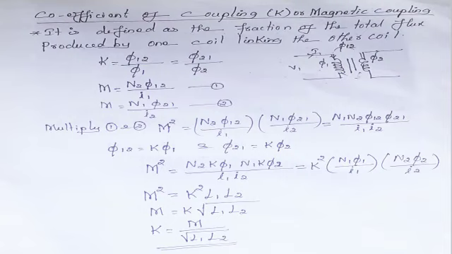Multiply the equations one and two. That is M square equal to N1 N2 phi 12 phi 21 by I1 I2. Here from the first equation, phi 12 equal to K into phi 1, phi 21 equal to K into phi 2. So M square equal to, substituting the values, K square into N1 phi 1 by I1, N2 phi 2 by I2. So M square equal to K square into L1 L2. From the equation, M equal to K root of L1 L2. From this calculate K. K is equal to M by root of L1 L2.